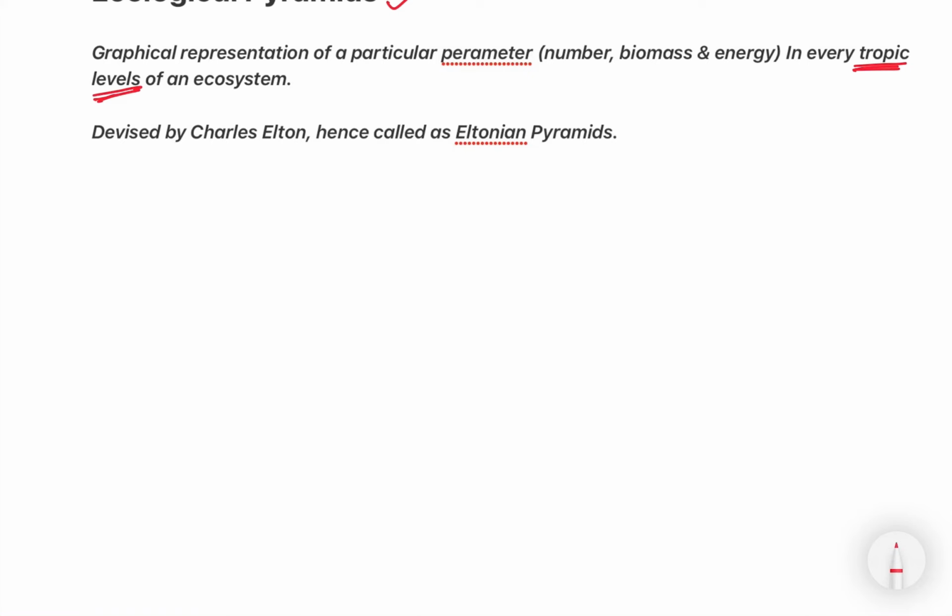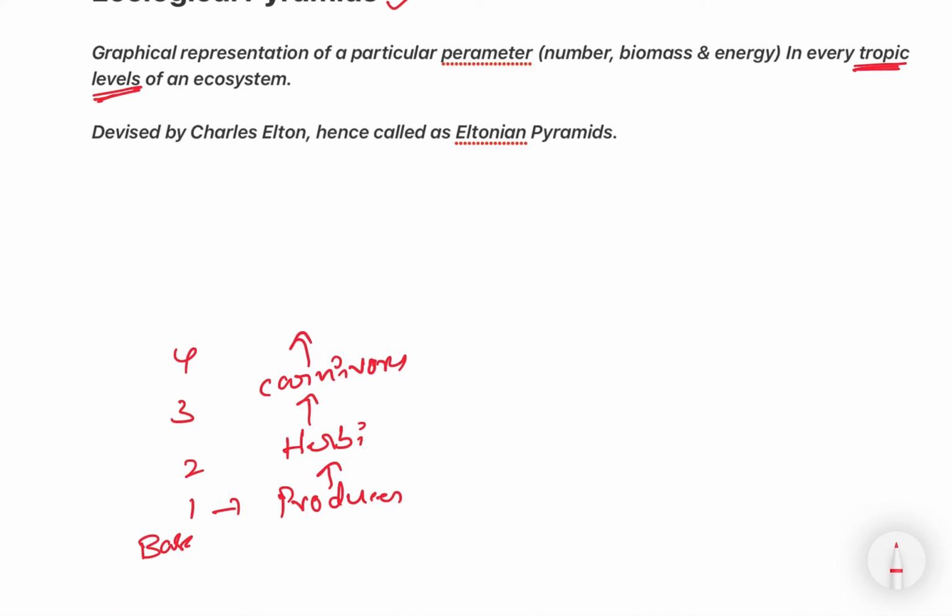We know that in every type of ecosystem there are different levels of organisms. The first level, or the base level, is always occupied by the green plants or producers, followed by plant eaters, herbivores, followed by animal eaters, carnivores, and followed by omnivores. This kind of arrangement of different organisms in any ecosystem is very essential to understand ecological pyramids.